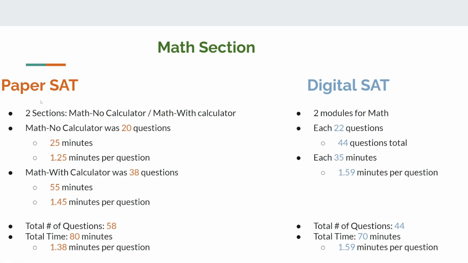So the total number of questions on the paper SAT for the math part is 58 questions, and there's a total time of 80 minutes for both of these sections. So that means there's roughly 1.38 minutes per question.